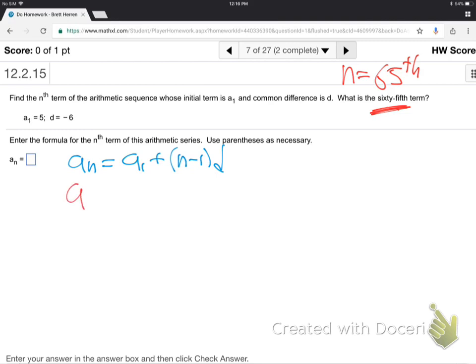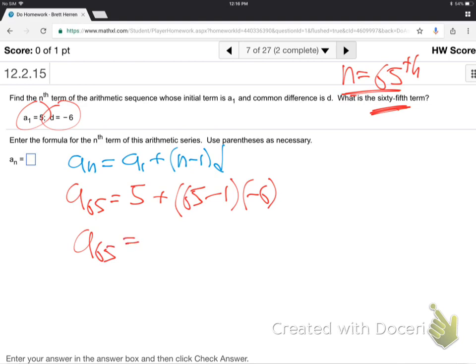So plug that in. A sub 65 is A1. Oh, and they gave me A1 right up here, didn't they? A1 is 5. N, what's n? Oh, 65, yeah, that's right, it's right up here. Minus 1. And the d, they gave me the d. Good to there? So A sub 65, the 65th term, is going to be whatever that is.